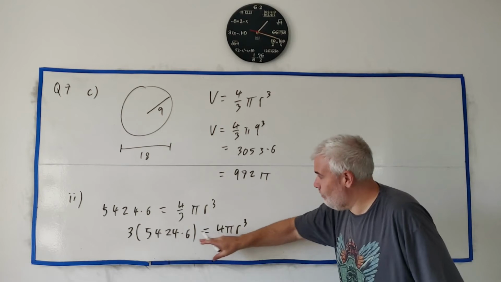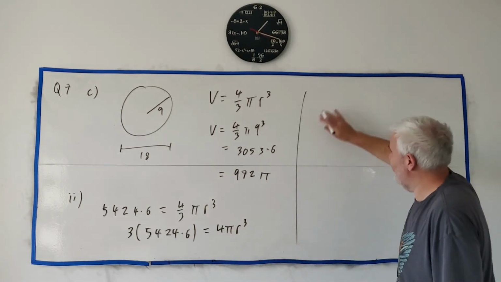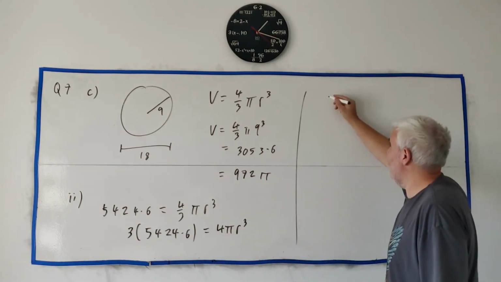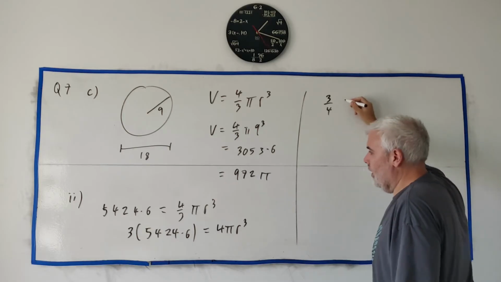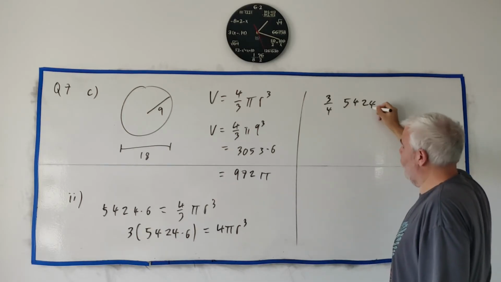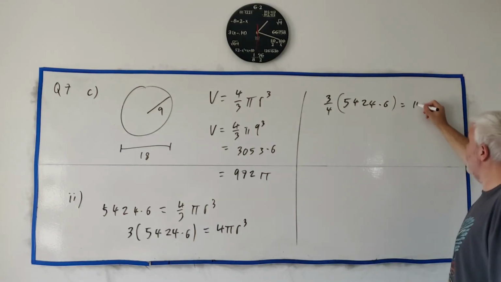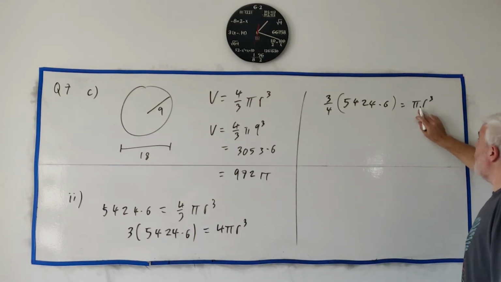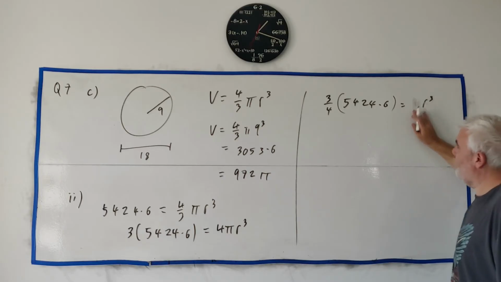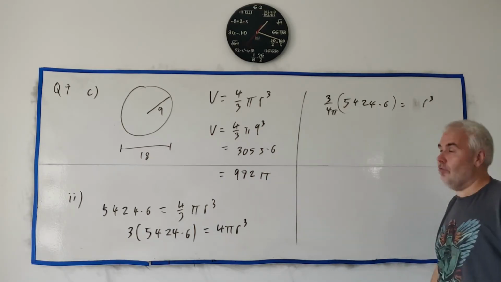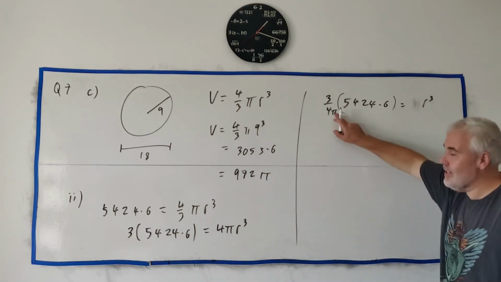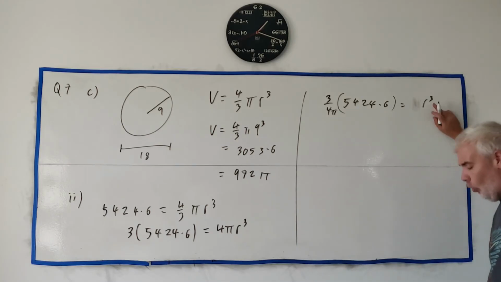Let's see, next thing, let's bring the 4 over. You can do all this in one go if you want, if you're a little faster. 3 over 4 times 5424.6. I'll just call this 5,000 from now on. Is equal to pi r cubed. And move the pi over. I'll do that in one step. Pi can come over here with the 4. It's multiplying this side, it's now dividing. We're left with r to the power of 3.